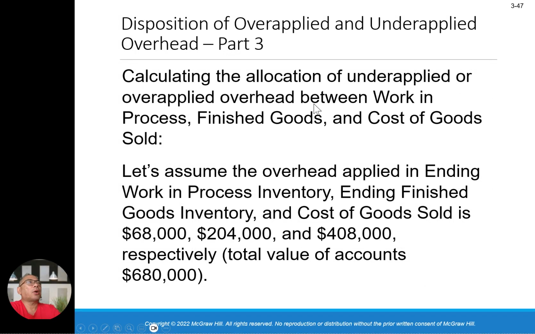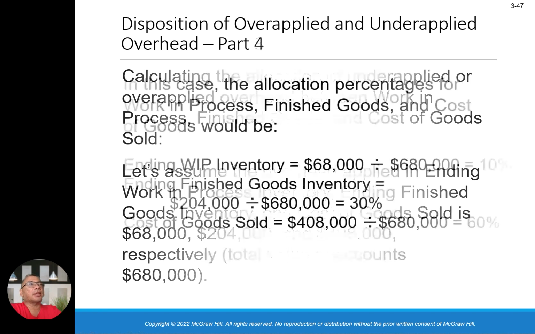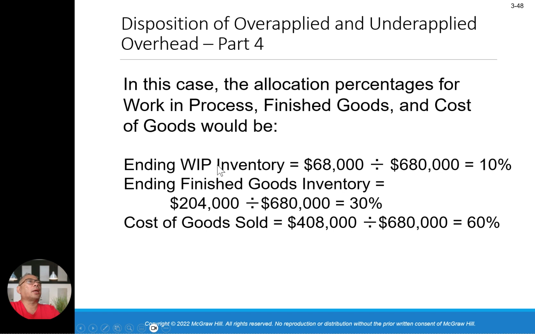Okay, calculating the allocation of underapplied overhead between work in process, finished goods, and cost of goods sold. Assume that the overhead applied in ending work in process, ending finished goods inventory, and cost of goods sold is 68,000, 204,000, and 408,000 respectively. Total value is 680. So in this case, how are you going to do that? Ending work in process will be 68,000 divided by 680, so you get 10% here. And the finished goods inventory with 204 divided by 680 is equal to 30%. Cost of goods sold will be 408,000 divided by 680, equal to 60%.